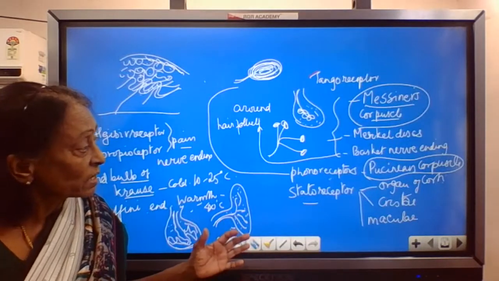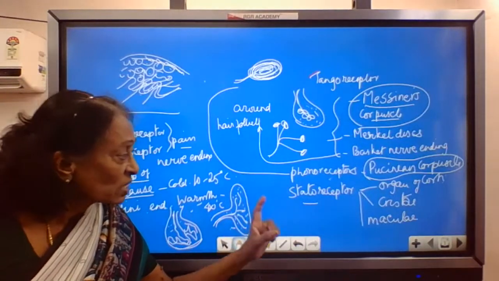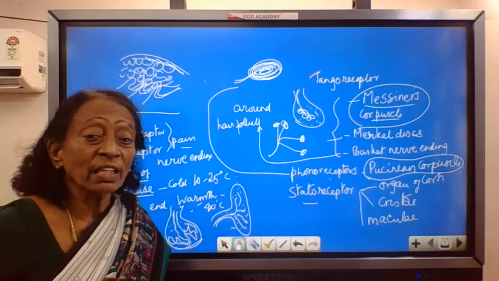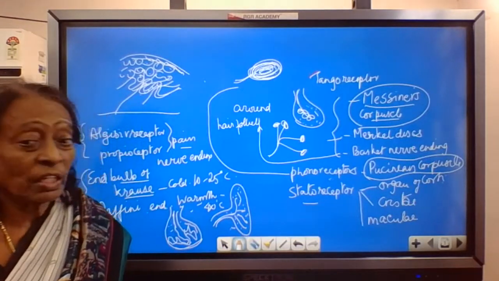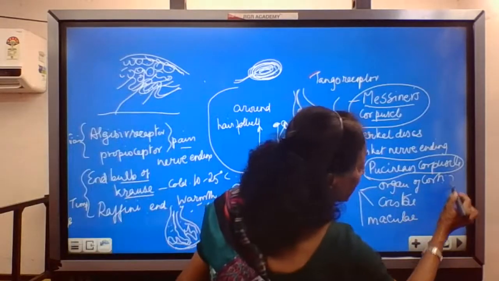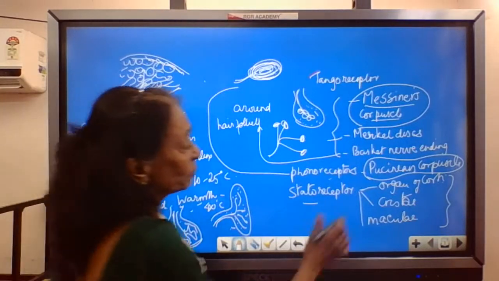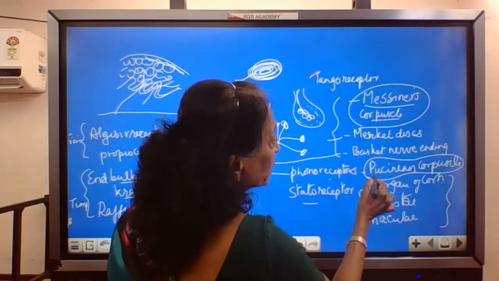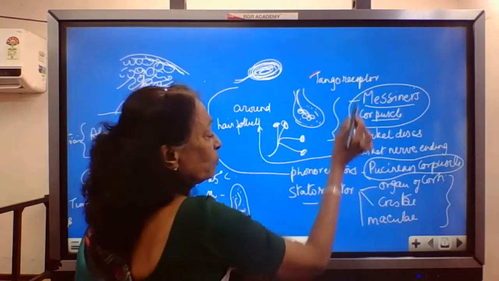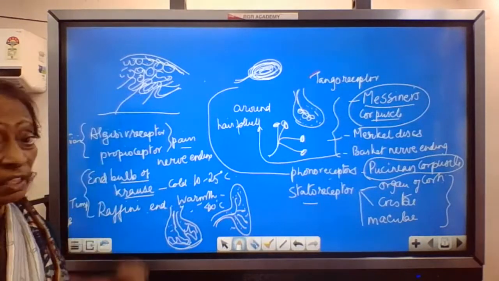So the receptors are differentiated: tangoreceptors, phonoreceptors, and statoreceptors. Phono means, don't think of the ear, hearing. Phonoreceptors is meant for high pressure. You will study all these 3 parts in the inner ear. That's not a problem. Now, remember this: Pacinian corpuscles and Meissner's corpuscles are pressure receptors. One is for light pressure, one is for heavy pressure. Remember that. Pain is sensed by the nerve ending.